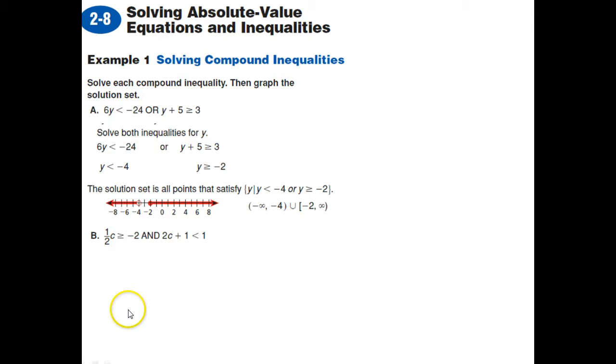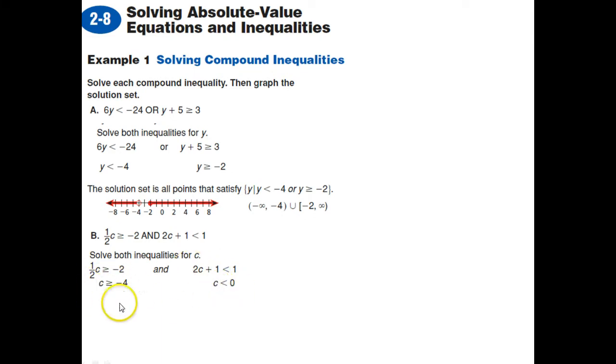To solve this side, we're going to subtract 1, giving 0 over here, and then we're going to divide by 2, which gives us c less than 0. On the left side, we multiplied by 2 and got c greater than or equal to negative 4. On the right side, we subtract 1 to get 0, then divide by 2, still getting 0.